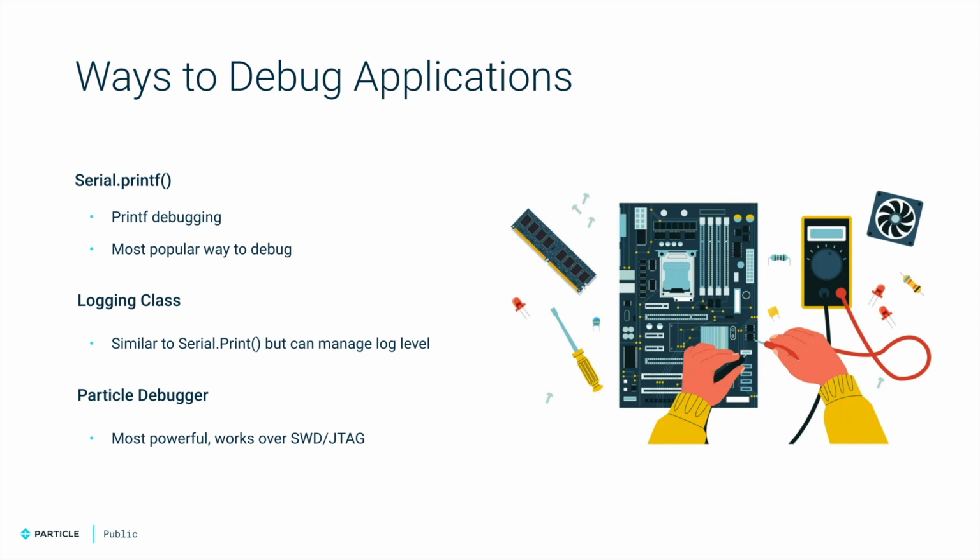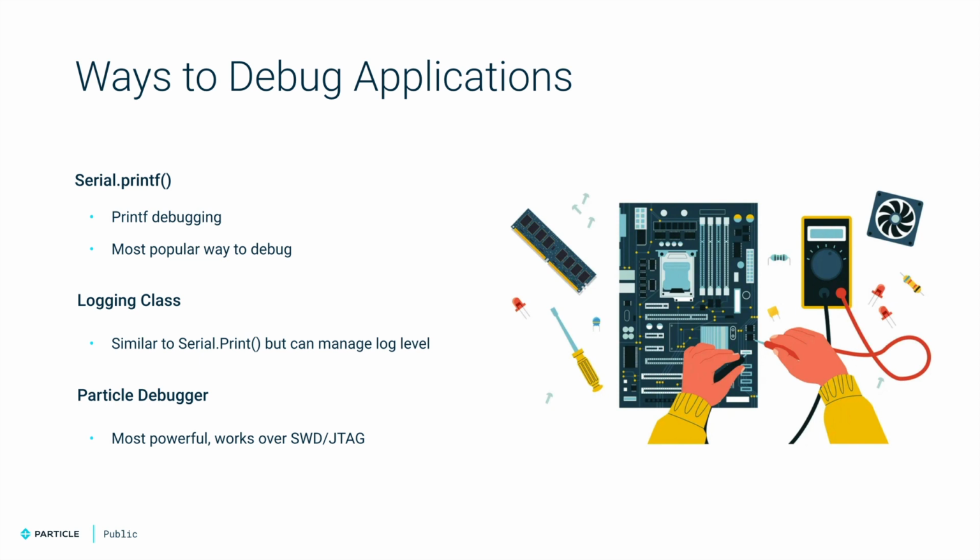There are three common ways to start debugging your application. First is serial printf or printf debugging, and this is the most popular way many start debugging. This will print messages to the USB port that can be captured with a terminal program. However, instead of using serial printf, we recommend using the logging class. It works just like serial printf, except you can manage message levels and segregate messages appropriately. And the best part is it's already built into DeviceOS, and we already reviewed how to implement it in the Healthy Design Principles video.